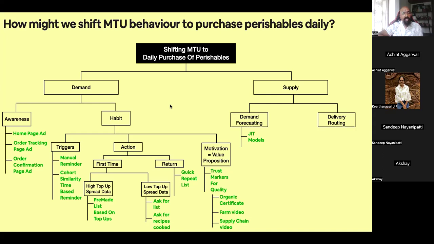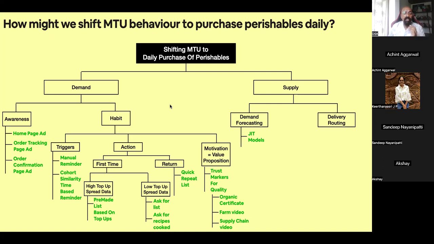On the habit formation side, we know that the structure of habit consists of three components: motivation, ability, or the action, and the triggers. So we can then say, okay, what are the various ways in which I could send triggers or notifications or communications to shape this behavior? Could I send out manual reminders? Could I send out time-based reminders? Could I send out personalized reminders, which are very contextual to users' behavior? All of these are potential possibilities.